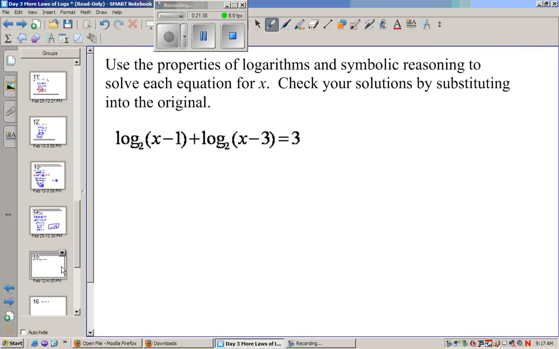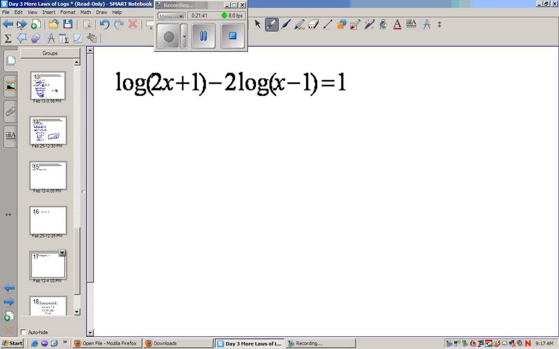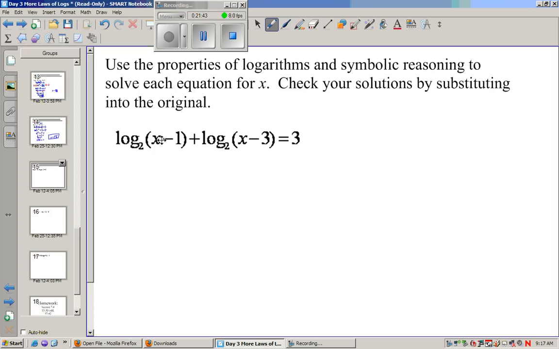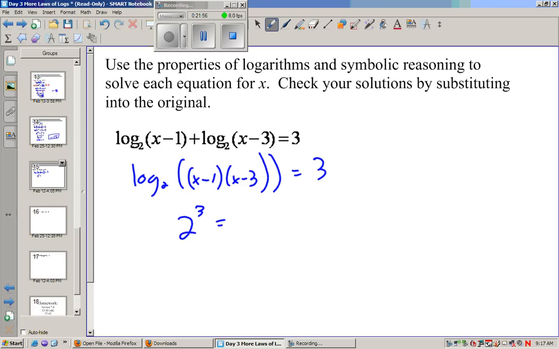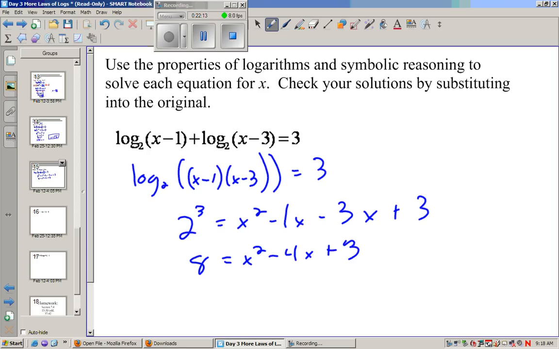All right, let's try a couple more of these actually. If I multiply those together, that's log base 2, x minus 1 times x minus 3 equals 3. So 2 to the third power is equal to, if I multiply this out, x squared minus 1x minus 3x, and then plus 3. So 8 is equal to x squared minus 4x plus 3.